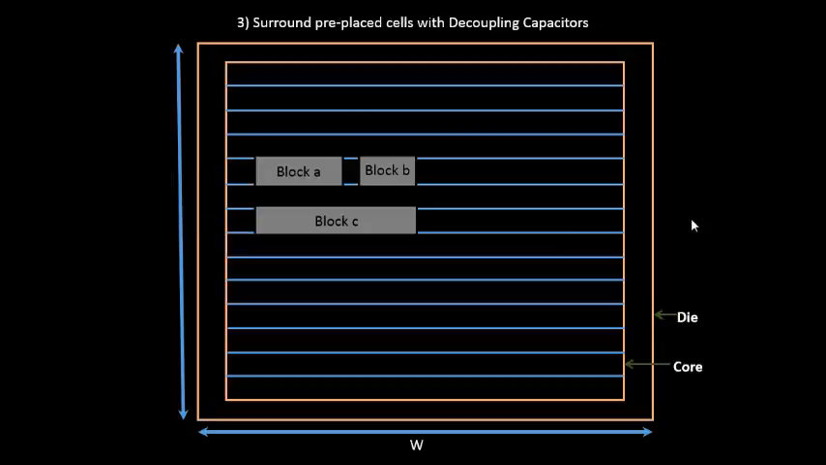The third step is to surround the pre-placed cells with decoupling capacitors. The concept of decoupling capacitors is explained in a separate section, as a part of the crosstalk videos. You might want to have a look at those videos. But the concept is basically that these blocks have some internal logic. They already have gates, flip-flops and clock cells sitting inside them, and they might switch very rapidly.